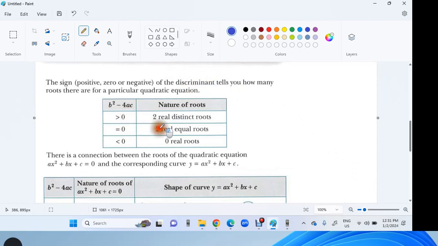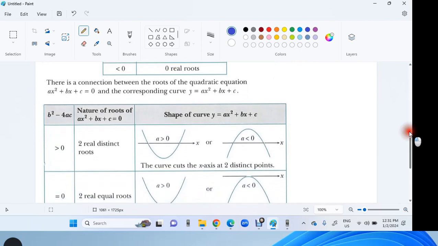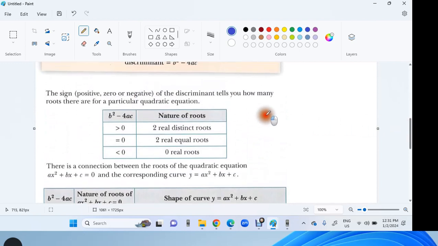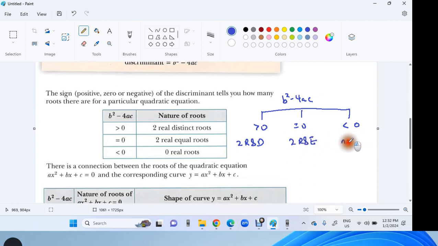Equal to 0, 2 real equal. Less than 0, no real root. Okay. So I will ask my two students to remember this table. So we have b squared minus 4ac greater than 0, equal to 0, or less than 0. So this one is 2 real and distinct root. This one is 2 real and equal root. And this one is no real root. Okay? No real root.